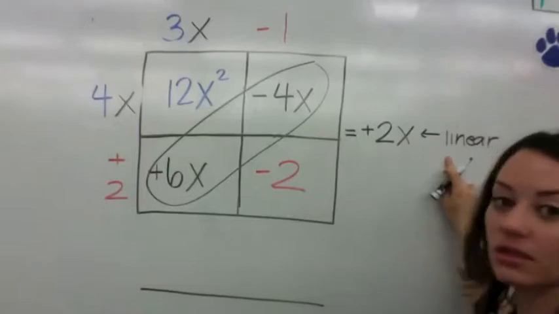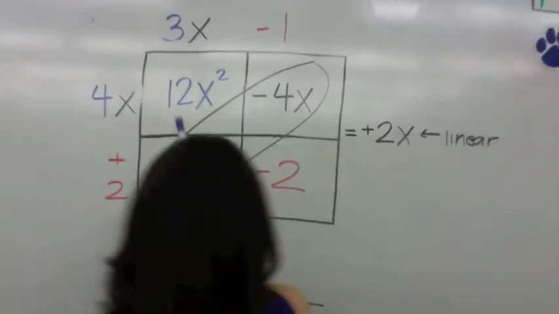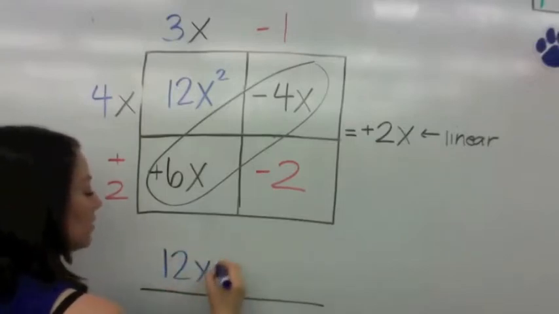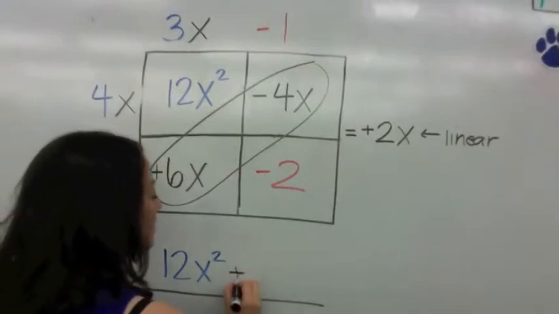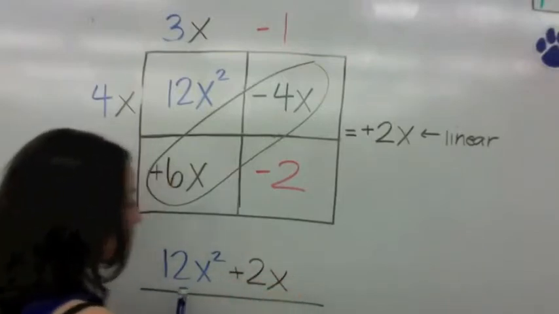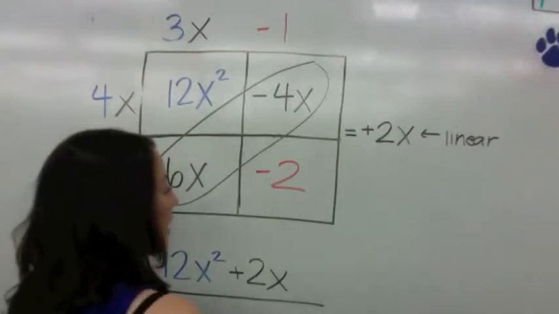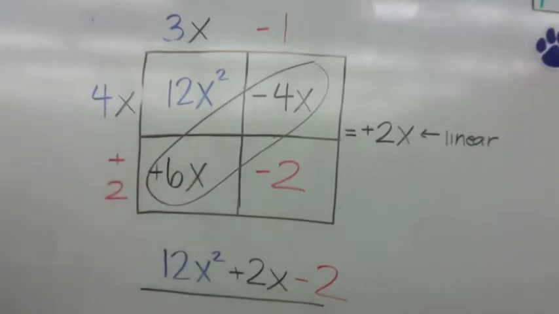Okay, what is it called? Linear term. So the quadratic term is the blue one, okay? It has the x squared with it, so it's 12x squared. Then you have positive 2x, and what is the constant, my friends? It's the red one. The constant is negative 2. Very nice. Okay, so go ahead and get that down.